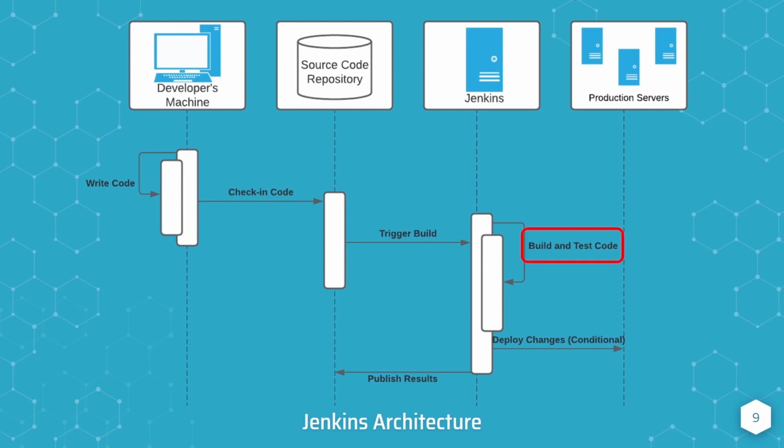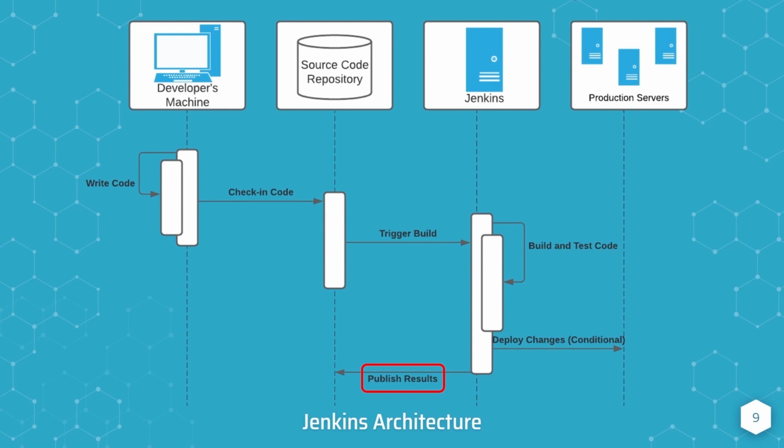where it will build and test the code automatically using the latest version of the codebase. If the automated build and test steps complete successfully, Jenkins will automatically deploy those changes to the production environment. If the build and test steps fail, the automated deployment will not happen. Regardless of whether the build passes or fails, Jenkins will still publish results to the source code repository.